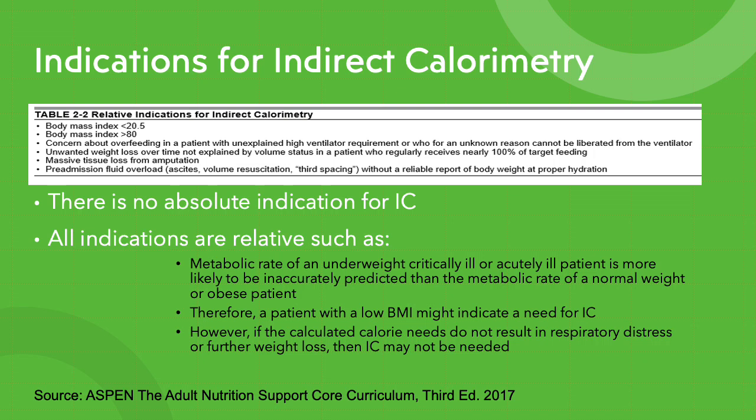The metabolic rate of an underweight, critically ill, or acutely ill patient is more likely to be inaccurately predicted using predictive equations than the metabolic rate of a normal weight or even an obese person. So, therefore, for a patient with a low BMI, it might be a good idea to get IC if it's available to you. But honestly, if you're using equations and the calculated calorie needs don't result in extra respiratory distress or any further weight loss or weight gain, then IC is probably not necessary.